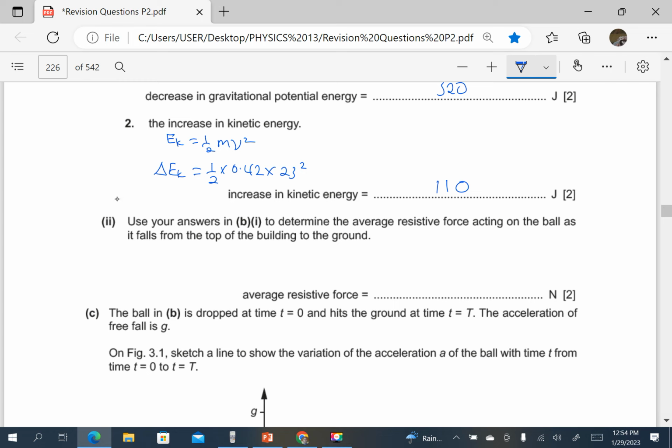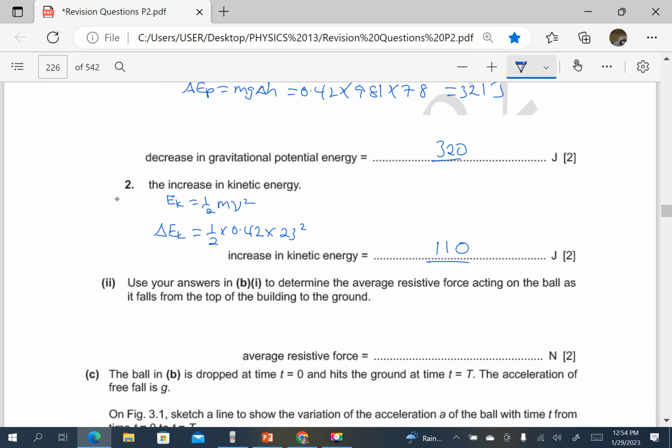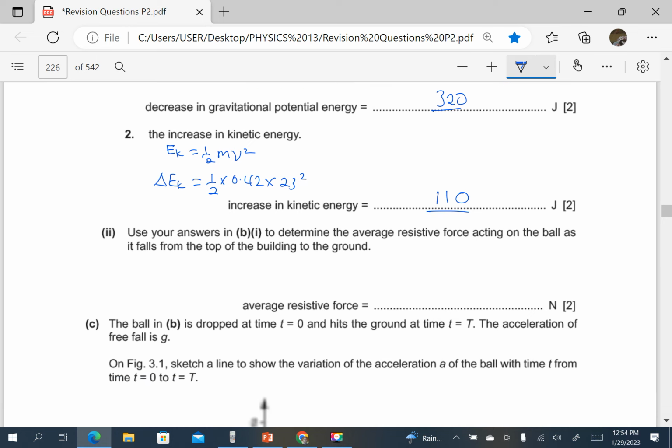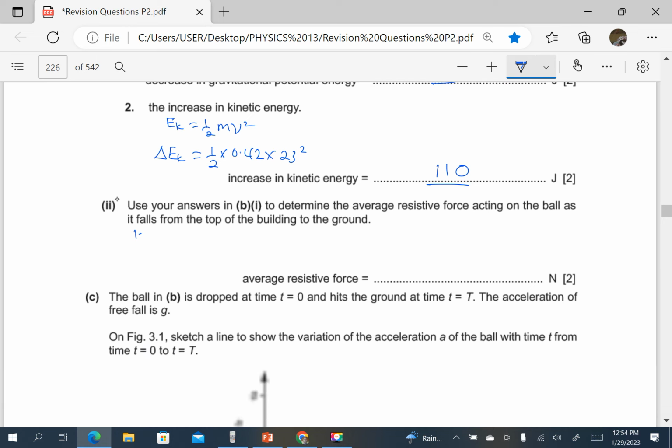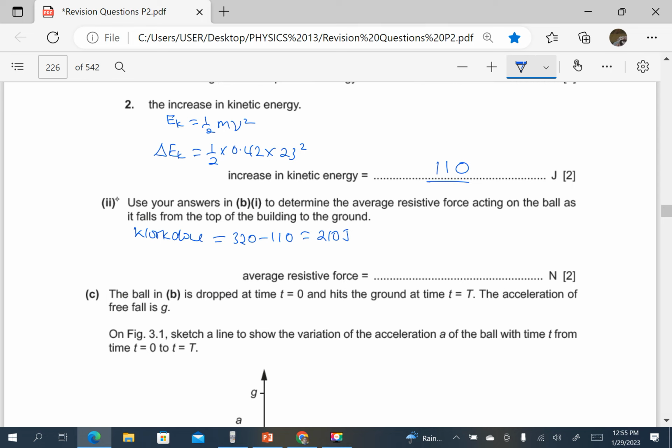Use your answers in B to determine the average resistive force acting on the ball as it falls from the top of the building to the ground. We have seen that the increase in kinetic energy is not the same as the decrease in gravitational potential energy, so that means there is work done against resistance. This work done against resistance is going to be 320 minus 110, which is 210 joules.